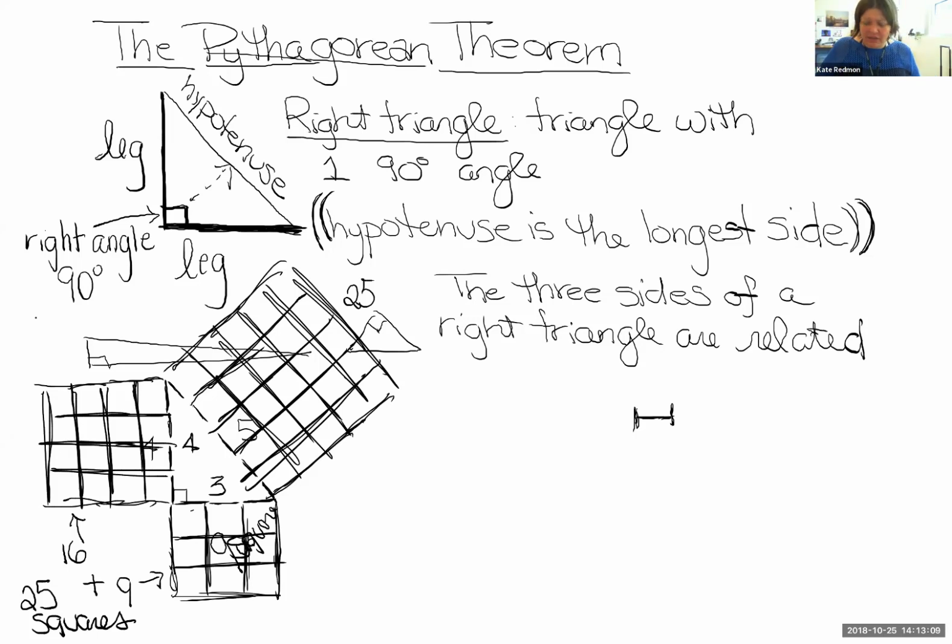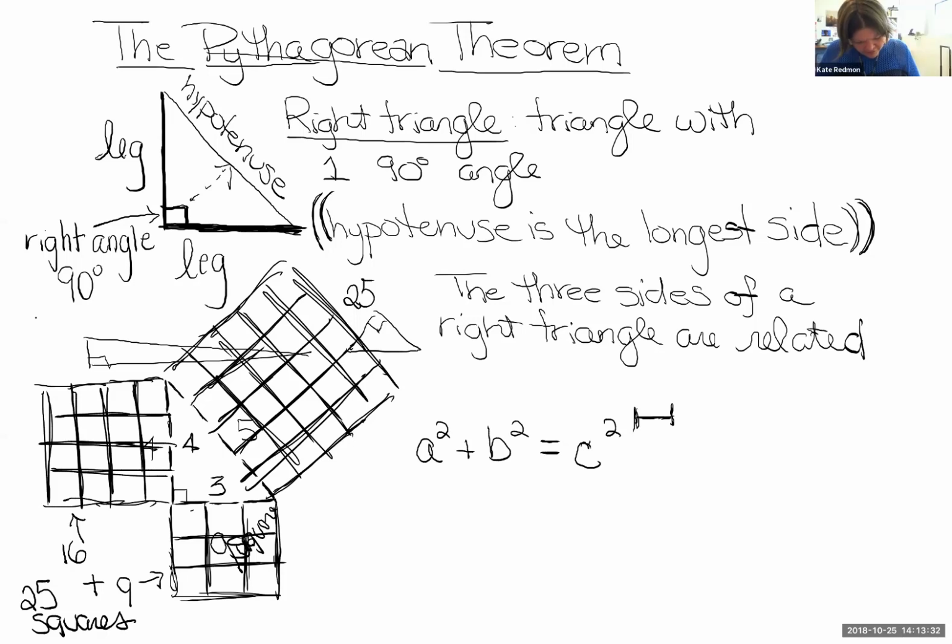Let's write that out mathematically. If I square the 2 legs, can we call the 2 legs A and B? Are you cool with that? So if I square the first leg and I square the second leg and I add those answers together, it will equal the square of the hypotenuse. Let's call the hypotenuse C. You cool with that? Yeah.